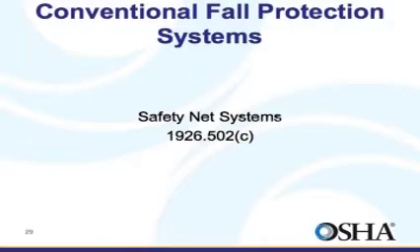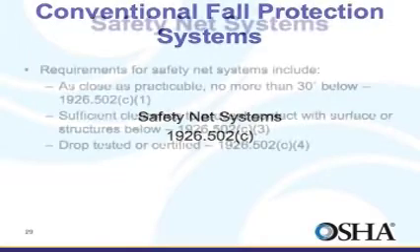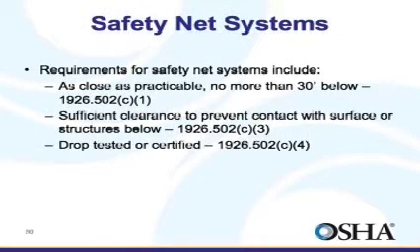Next, we'll take a look at safety nets. Although not frequently used in residential construction, safety nets are another means of arresting falls. These systems also fall under that passive system umbrella because when they are properly installed and maintained, the workers do not have to do anything with the systems to be safe.